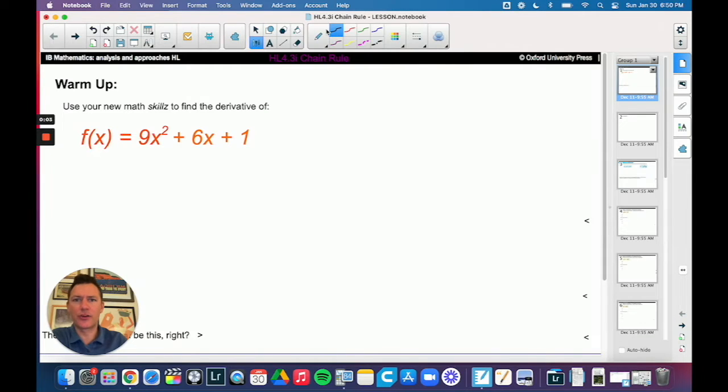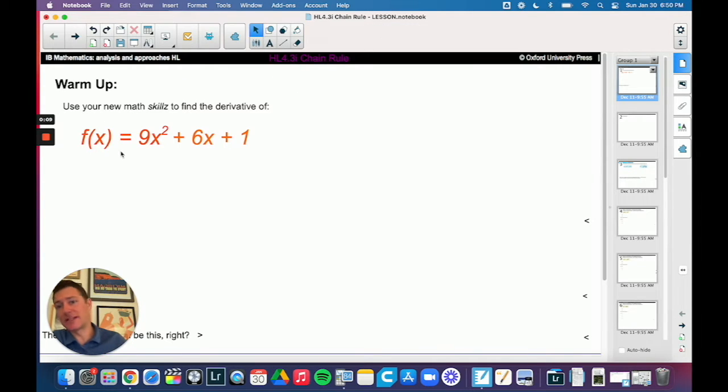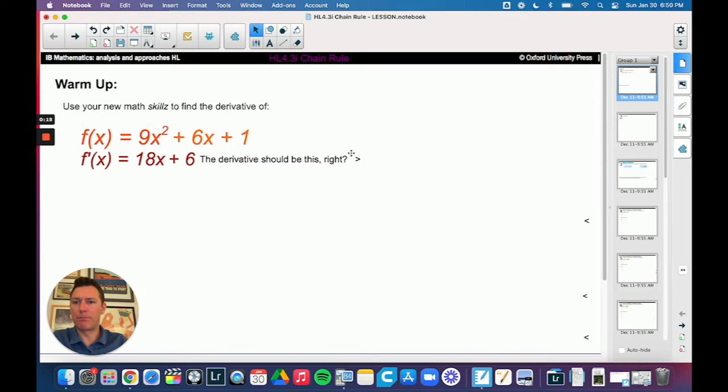Mathematicians, we're checking out the chain rule. The chain rule is a deeper analysis of how to take the derivative of something that's not in perfect shape like that. If we were going to take the derivative of that, the derivative would look like that, right?